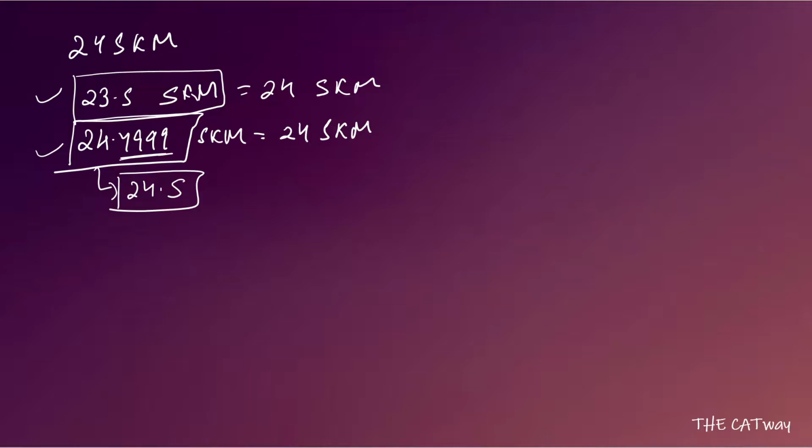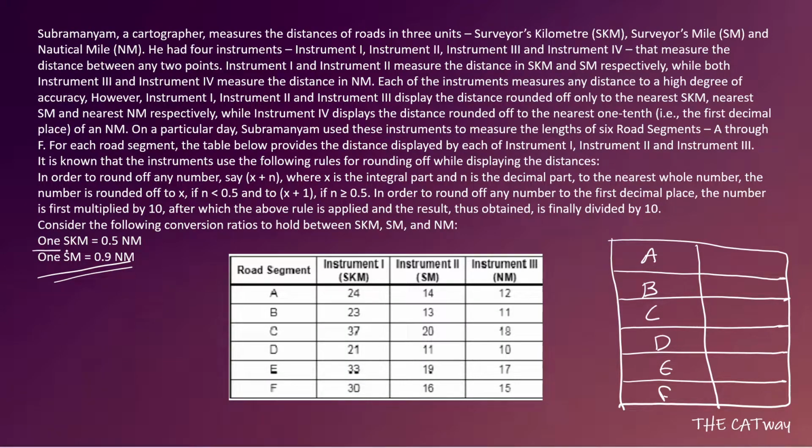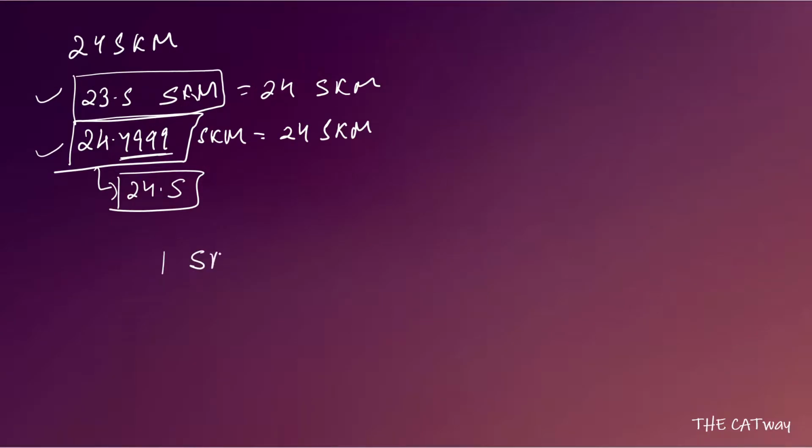Now let's take a look at the conversion rate. It is said that 1 SKM is equal to 0.5 nautical mile. So if 1 SKM is equal to 0.5 nm, then 23.5 SKM would be how many nautical miles? For this, you will have to multiply 23.5 by 0.5.